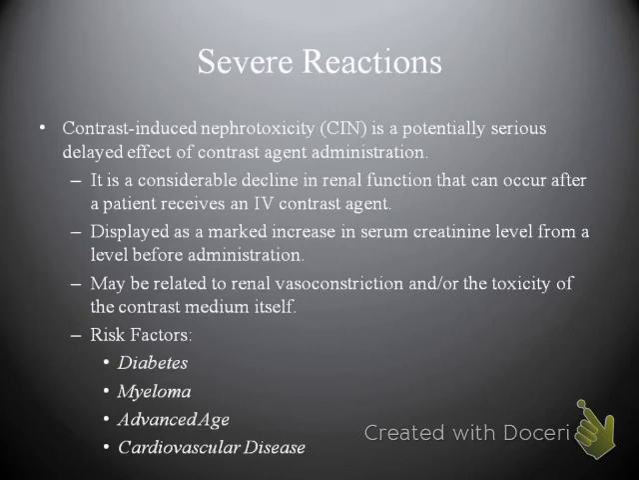And so you remember how in the first lecture we said that GFR was the best indicator of a person's renal abilities. And this is marked with a serum creatinine level increase. Potentially maybe the GFR wasn't in the highest range that it possibly should be, but the creatinine levels were okay before the scan. So the scan proceeded, and after the scan, the serum creatinine levels start jumping up. It may be related to a renal vasoconstriction and or the toxicity of the contrast medium itself.